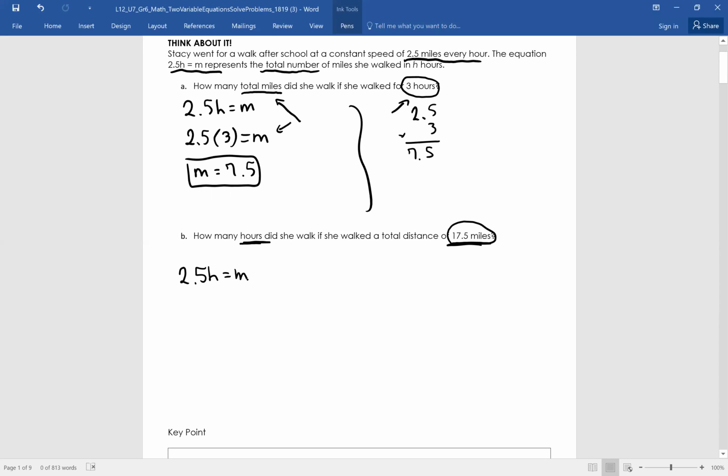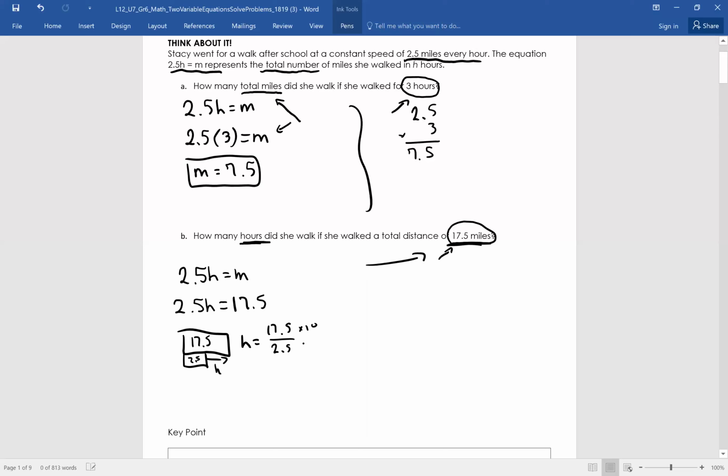So what's given? Given is the amount of miles, and miles is represented by M. So I'm going to go ahead and substitute that in. 2.5H is equal to not M, but 17.5. How do I know that? Because that's the information I was given. Now we all are equipped with solving this kind of equation. If you need to, you can go ahead and draw your model. We know that the number being divided is 17.5, 2.5 H times. Agreed? Which means H should be equal to whatever 17.5 divided by 2.5 is.